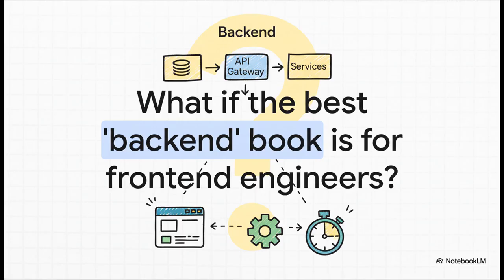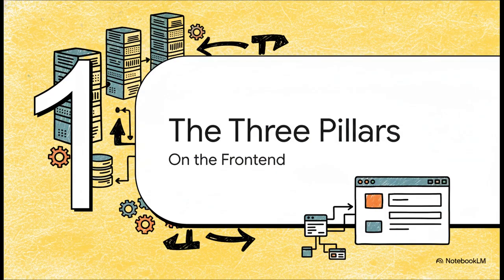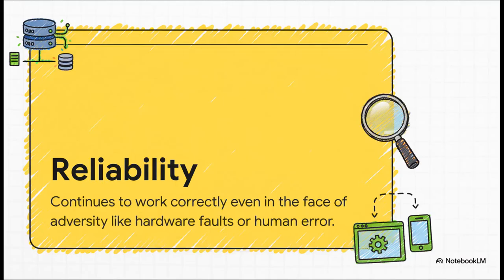right now? So it all starts with the book's 3 core principles for any solid system. And we're about to see how these so-called back-end pillars are, well, they're actually the very foundation of modern front-end development. Okay, so pillar number 1 is reliability.